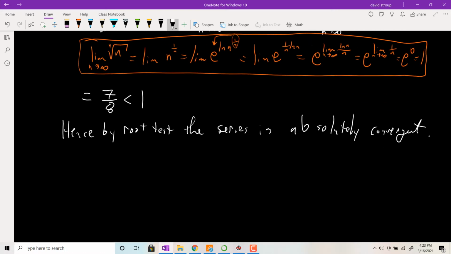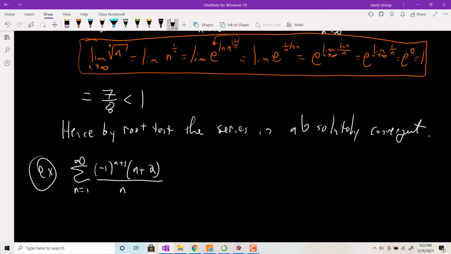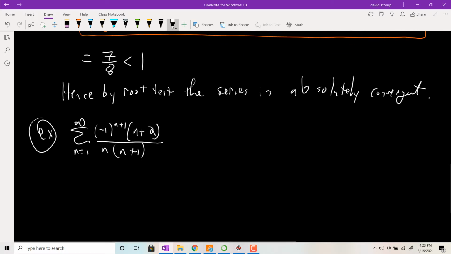Okay, let's look at one that doesn't work out. So the series from n equals 1 to infinity of (-1)^(n+1) times (n+2) all over (n+1) times n. Okay, looks like a nightmare, right? Okay, I'm going to use the ratio test.